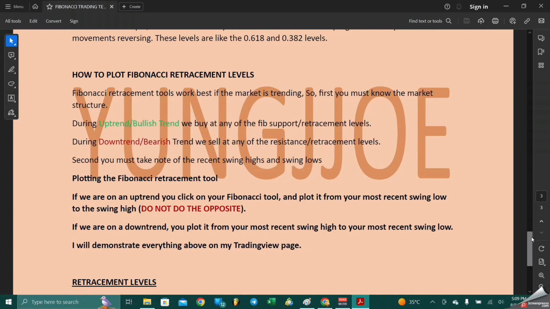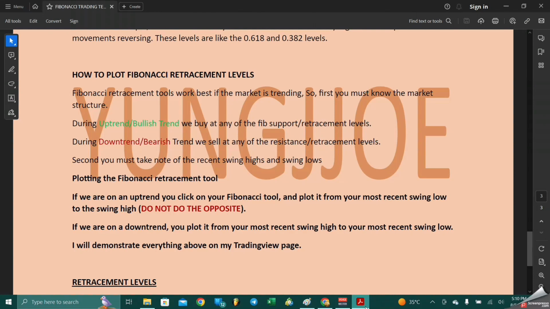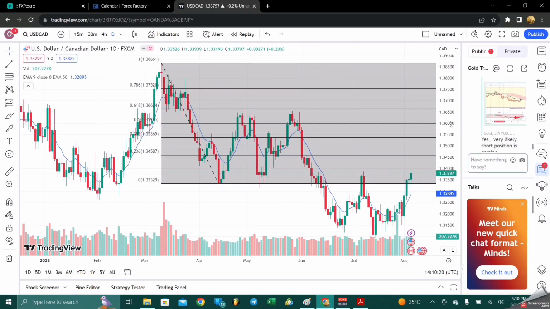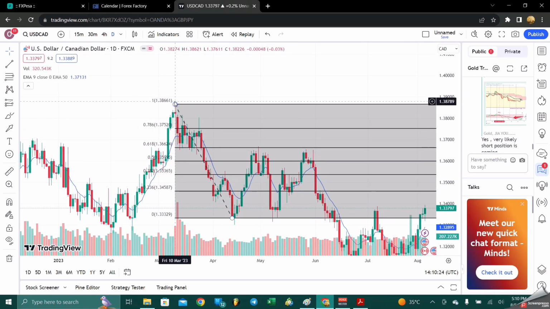Okay, how do you plot Fibonacci levels? First, you need to understand that Fibonacci levels help us to just get areas of support and resistance. Okay, the levels of interest. That's what it helps us to get. Before plotting your Fibonacci tool, you need to understand the market structure. In which direction is the market moving? Like this was just a short example I had opened.